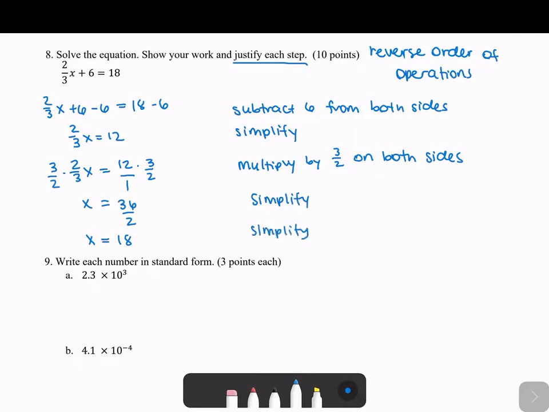So you should show each step separately and give a reason for each step. You can go back and check your answer. We didn't talk a lot about that, but if you plug in 18 as x, you can simplify the initial equation to get 18.